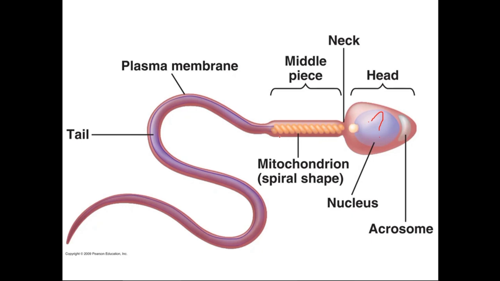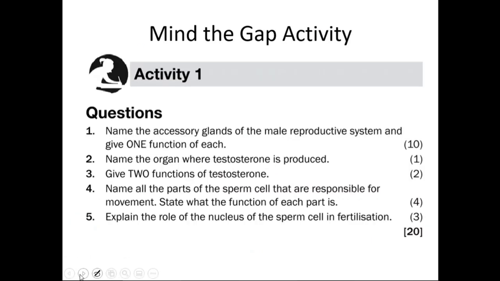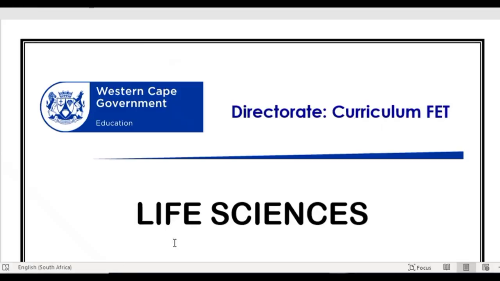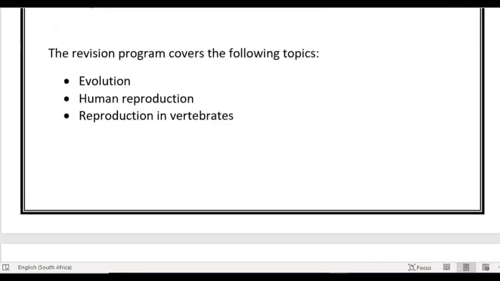There's the middle piece where the mitochondria is. And then there's the tail of the sperm cell as well. Okay, now everything I just mentioned, grade 12, is in this revision pack.